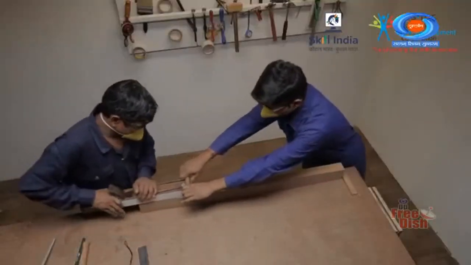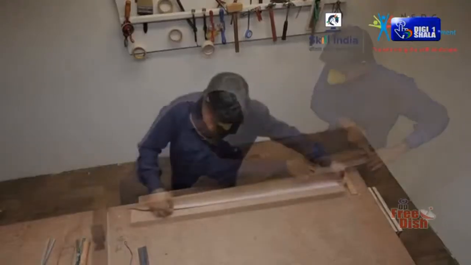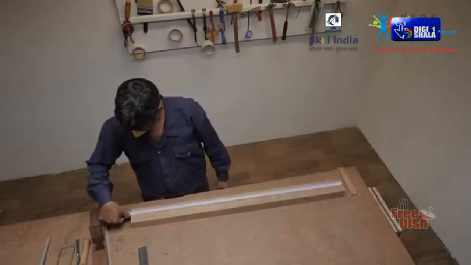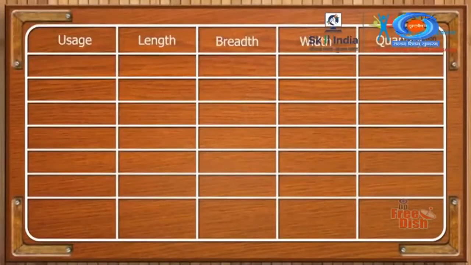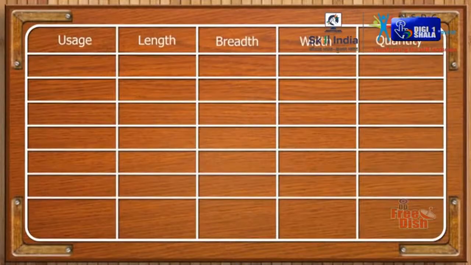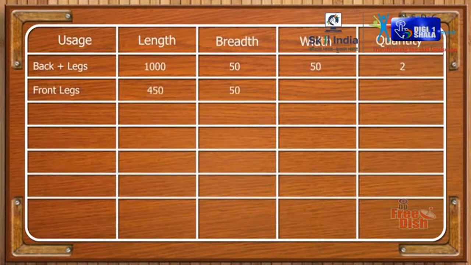You must prepare the cutting list before you buy the material to construct a basic chair. A cutting list must specify the length, width and thickness of the wood. For making the chair, you will need to cut out the following pieces from the wood. Back legs 1000 into 50 into 50 millimeters, quantity 2. Front legs 450 into 50 into 50 millimeters, quantity 2.